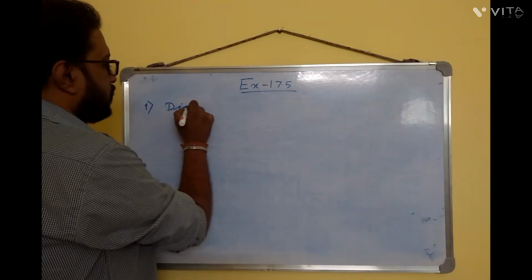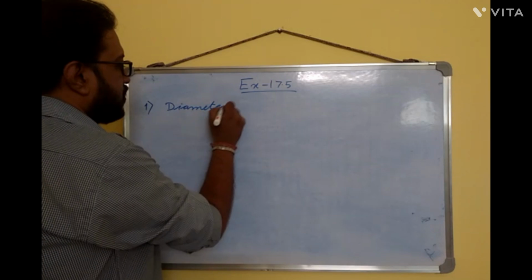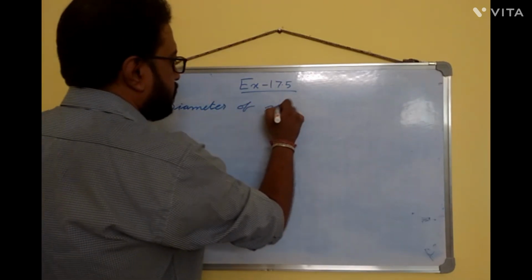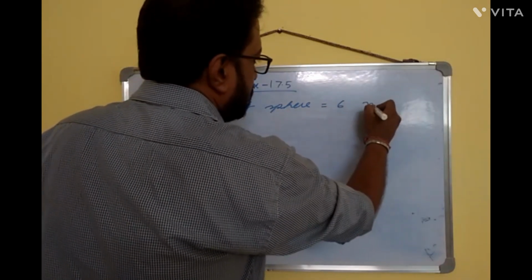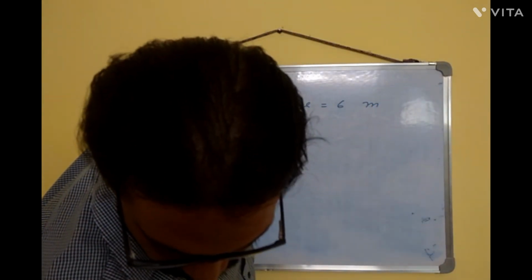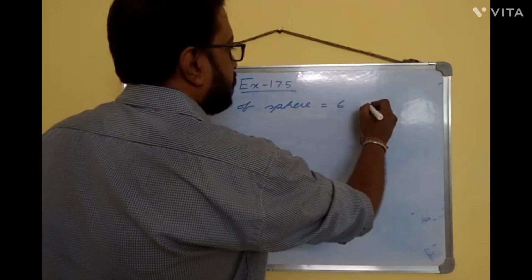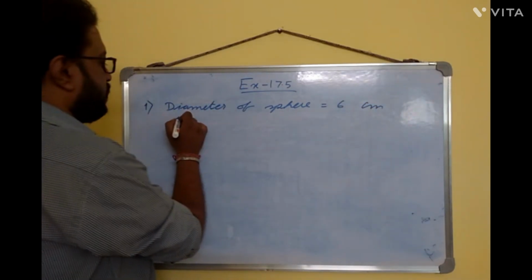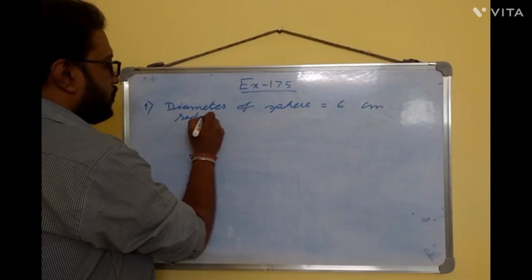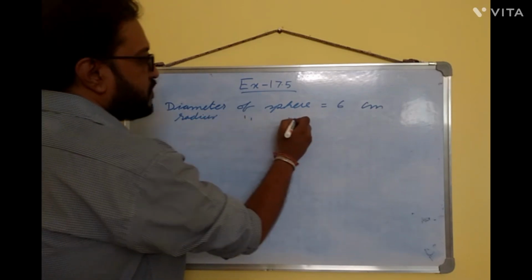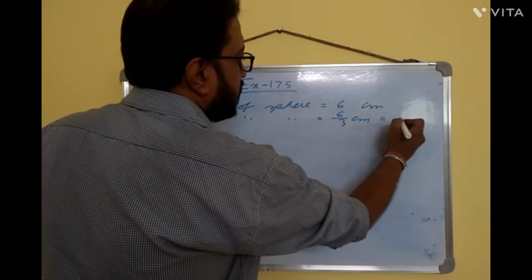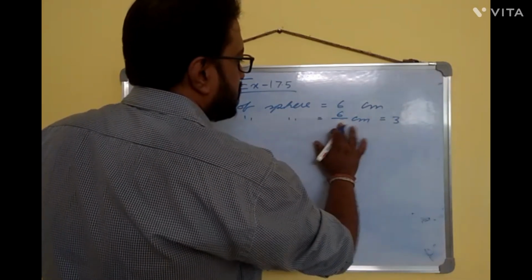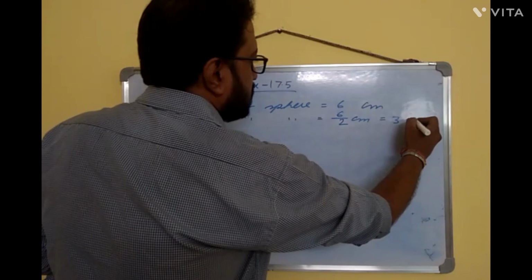So diameter of sphere, 6 centimeter. Therefore, radius of the sphere is 6 by 2 centimeter, that is 3 centimeter.